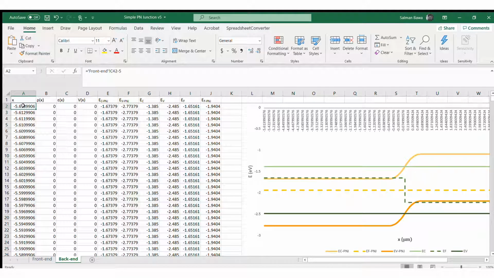So we start our x value at the width of the depletion region on the left side, minus 5. So we have minus 5 microns. So what we can do is to see the bulk energy levels before the change happens. And the graph runs from the width of the depletion region on the left side, minus 5, to the width of the depletion region on the right side, plus 5. So this enables us to see the energy levels in the bulk and at the junction.